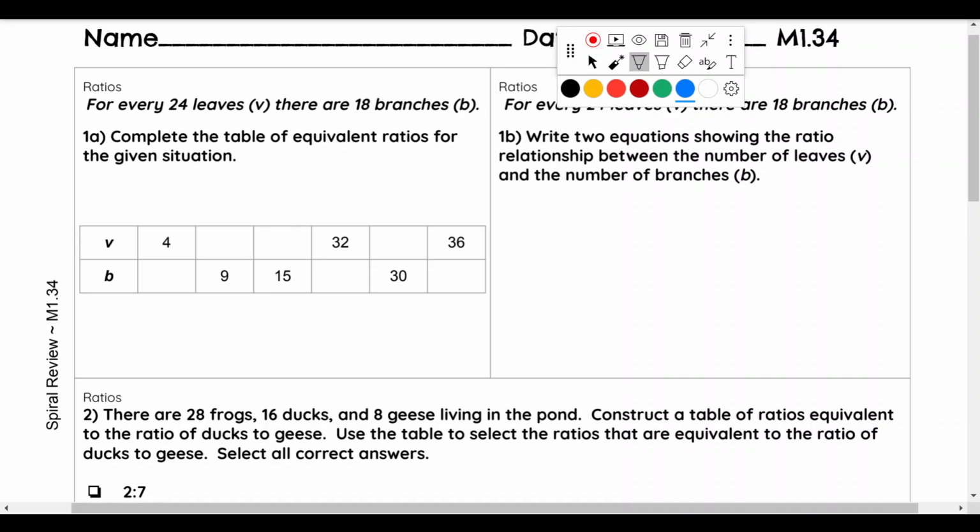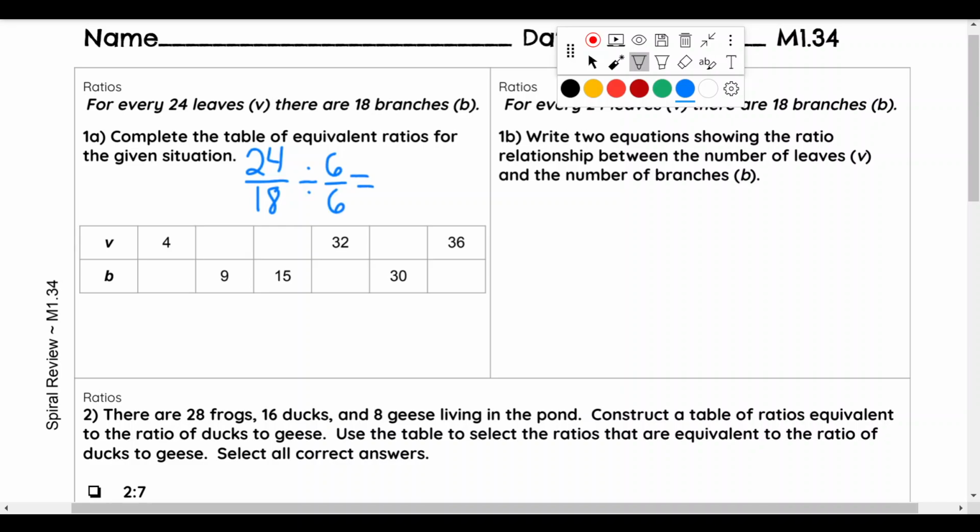M1.34, little review of some ratio concepts. For every 24 leaves there are 18 branches. Complete the table of equivalent ratios for the given situation. So ratio of 24 to 18, and I can see both of these are divisible by 6.